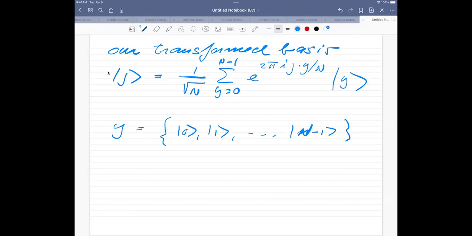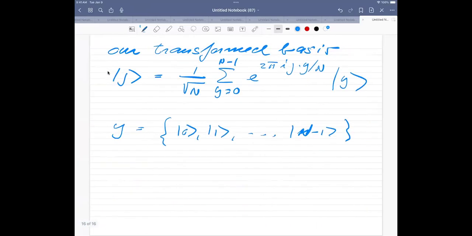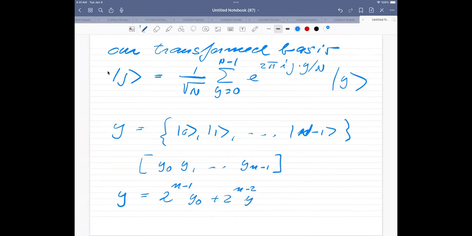So if I look at this formula which I put up here, I'm going to have a set of states, which I'm just going to call y0, y1, up to y n minus 1. And that means that this specific state y, this specific number which I want, is given by 2 to the power of n minus 1 times y0, plus 2 to the power of n minus 2 times y1. And this goes all the way down to 2 to the power of 1 times y of n minus 2, plus 2 to the power of 0 times y of n minus 1.